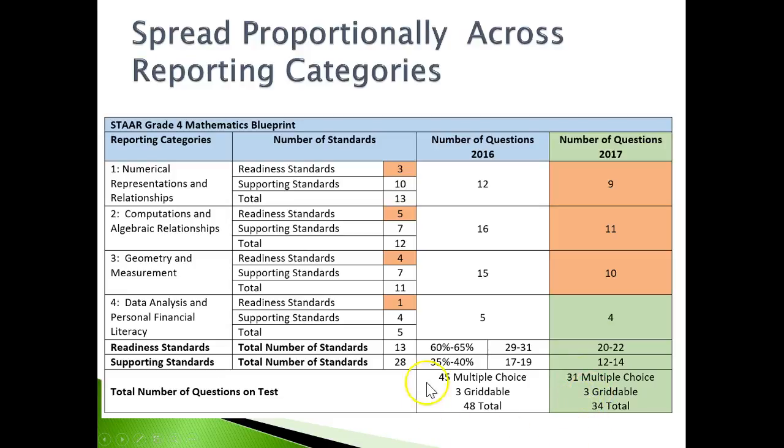So still, the majority of the items will be over readiness standards. Notice we'll have 20 to 22 questions over the readiness standards. So the readiness standards stay the same. There's 13 of them. And as you prepare the kids for STAR, you might want to either focus on the readiness standards or just the first 2 reporting categories.